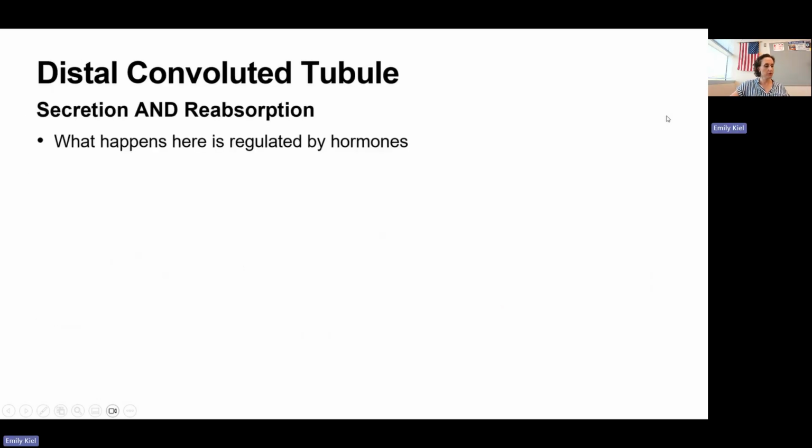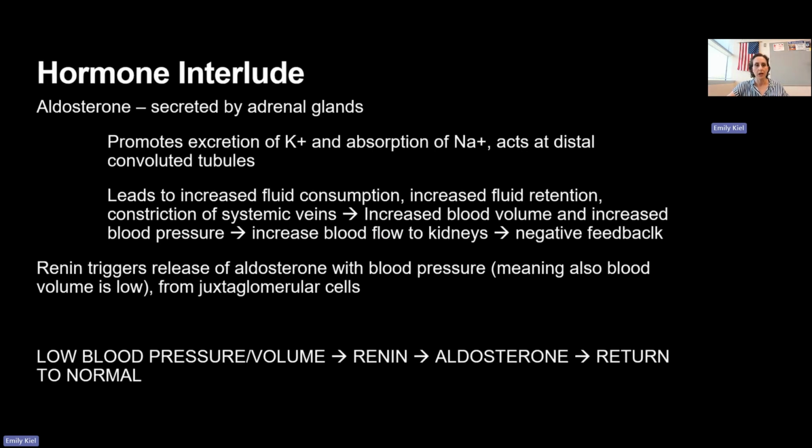So the distal convoluted tubule is responsible for secretion and reabsorption. And what happens is regulated by hormones. So we only have 10 to 15% of the original filtrate by this stage in that distal convoluted tubule. And hormones play a big role. So we're going to change the color and have a little hormonal interlude.